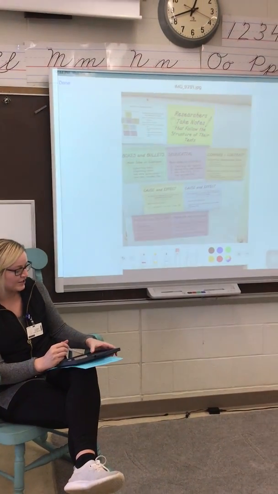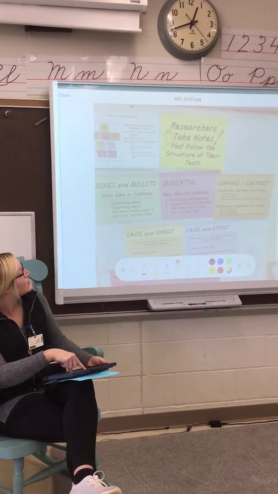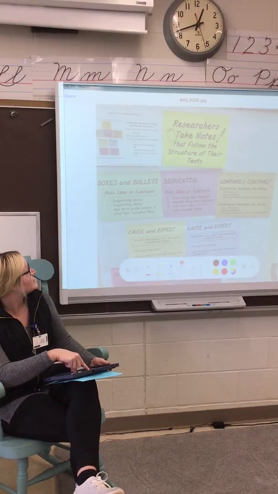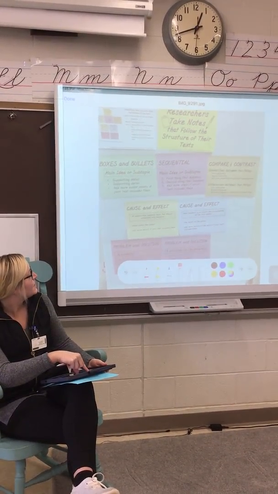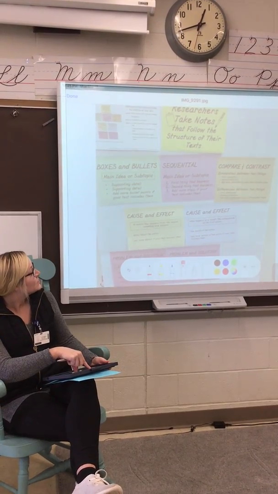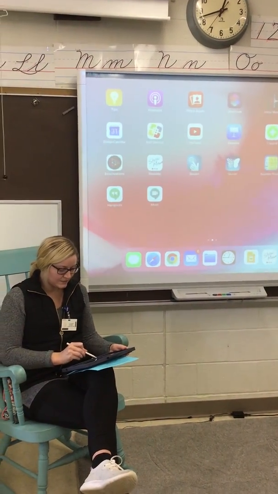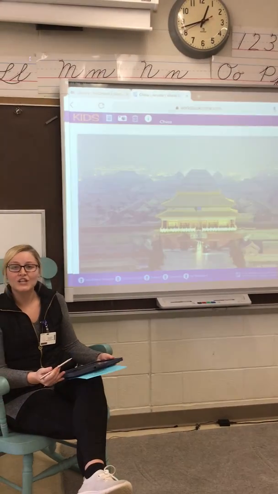So I have our chart here where we had our researchers take notes that follow the structure of their text. Mrs. Machinga used our first one, boxes and bullets. There's also sequential, compare and contrast, cause and effect, and problem and solution. So I'm going to use a text from World Book Kids about our country we're studying together, China.